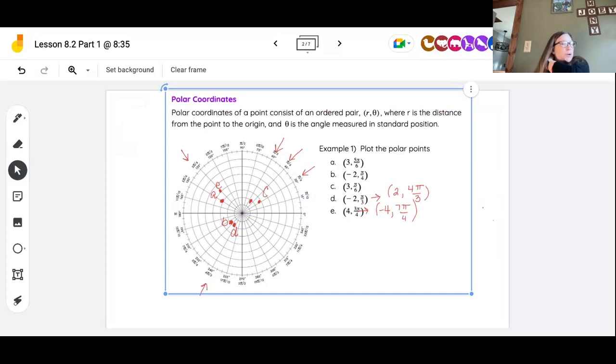So each polar coordinate could have two different points to it, if you will. And those are equivalent points depending upon which direction you're moving.